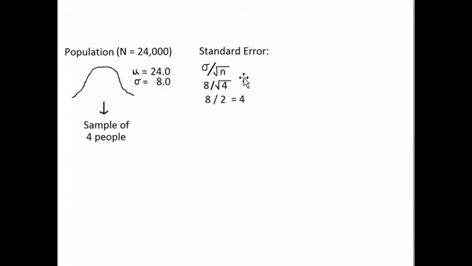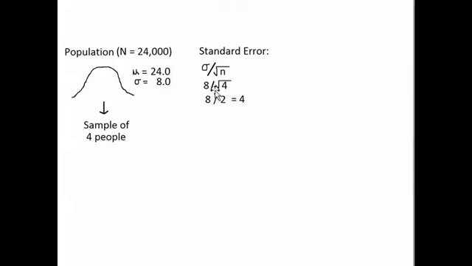Let's think about what this number is telling me. This number is telling me that when I randomly select my sample of 4 people from the population, my sample mean is likely to be about 4 away from the population mean. In other words, my sample mean is likely to be about 4 off target. Now this standard error isn't telling me that my sample mean is definitely going to be 4 off target. It's just telling me that my sample mean is likely to be about 4 off target. The exact amount that my sample mean is off target by depends on which sample I end up selecting.